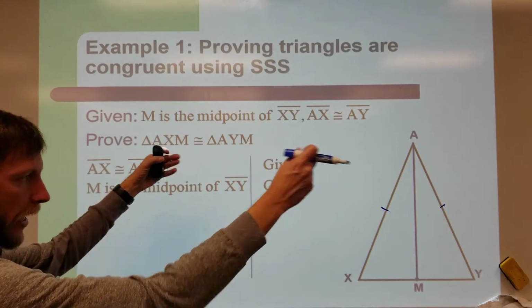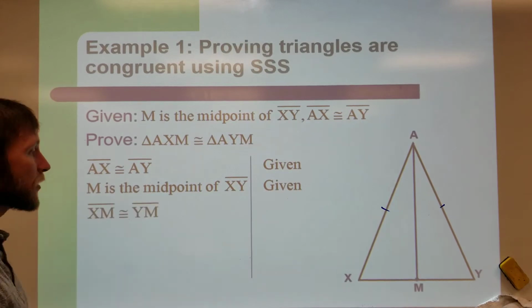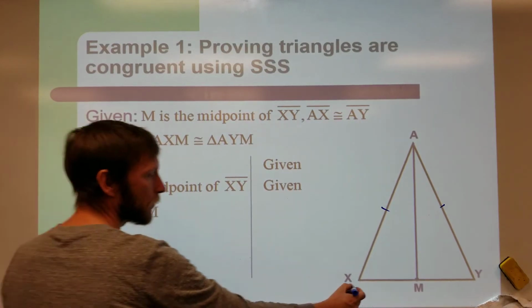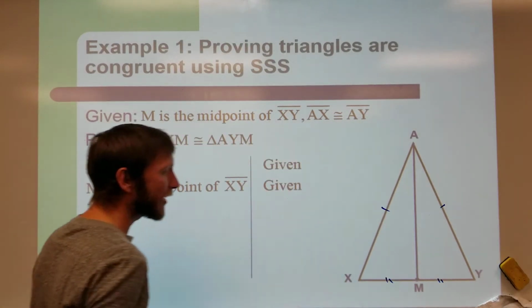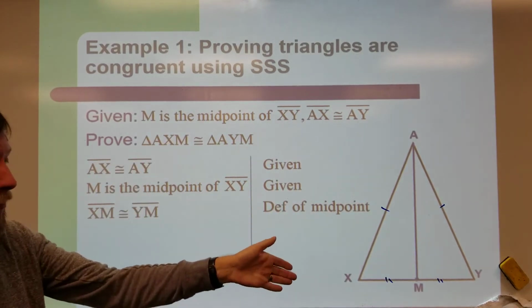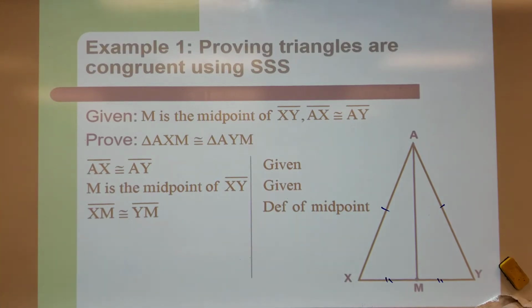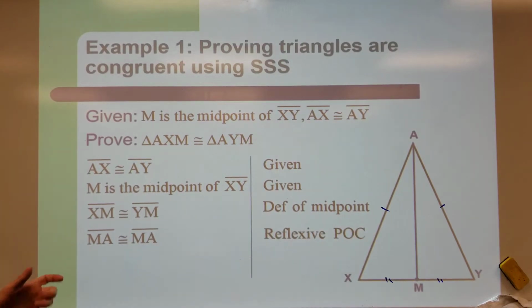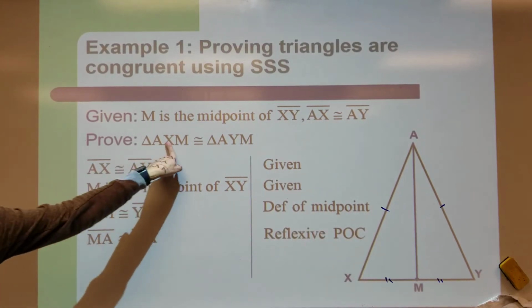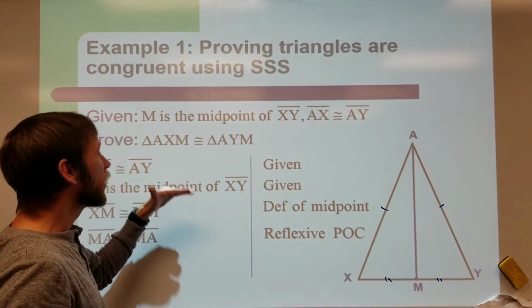I'm going to start with that pair of sides, then I'm going to this pair of sides here. I'm going to use the fact that M is the midpoint to say that XM is congruent to YM. That's the definition of midpoint. The definition of midpoint says that point M cuts that segment into two congruent parts. And then finally, MA is congruent to itself. The reason there is reflexive property of congruence, which means that these triangles, again, they give us the congruent statement so we know what our corresponding parts ought to be.